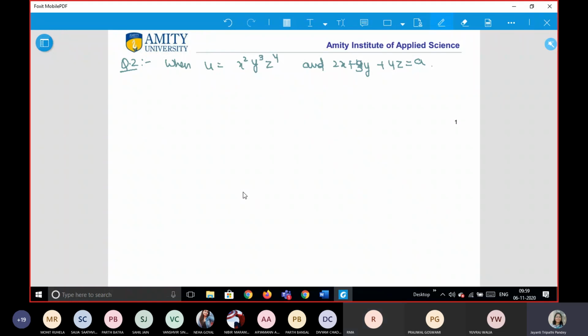See, what have you got? What is your phi here? 2x plus 3y plus 4z minus a. Correct. This is your phi. Yes, ma'am. And this is your function. Yes. So when you write L is u plus lambda phi, now put del L by del x equals to 0.